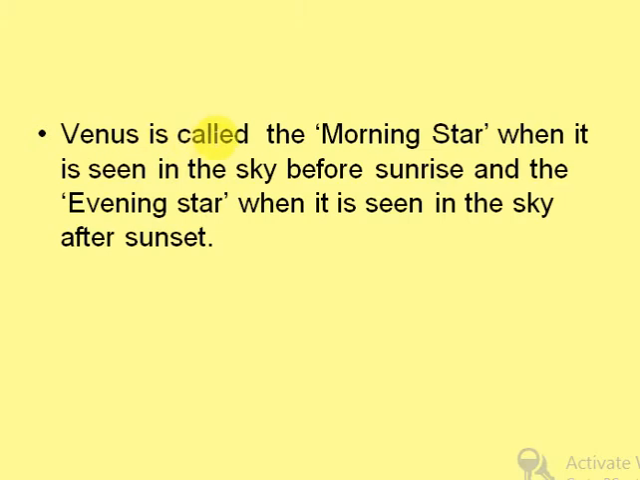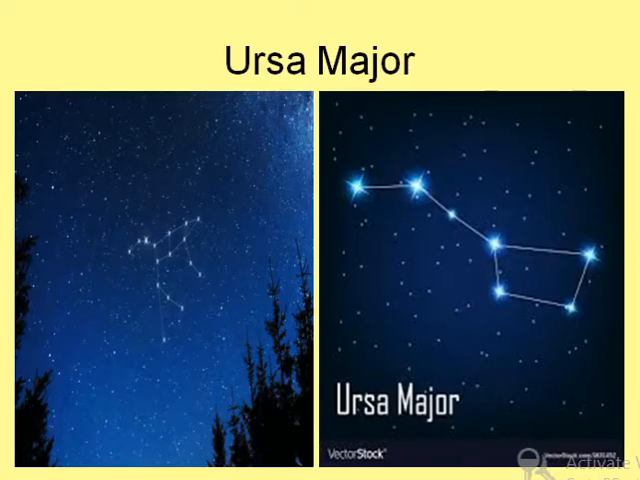Let us try to know about Venus. Venus is called the morning star when it is seen in the sky before sunrise, and the evening star when it is seen in the sky after sunset.